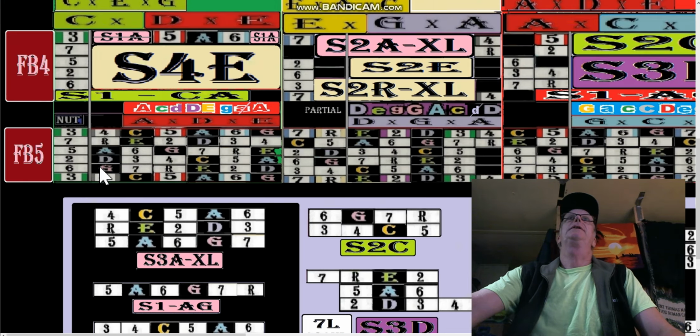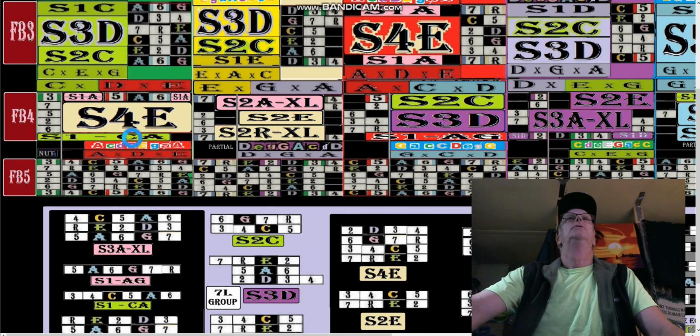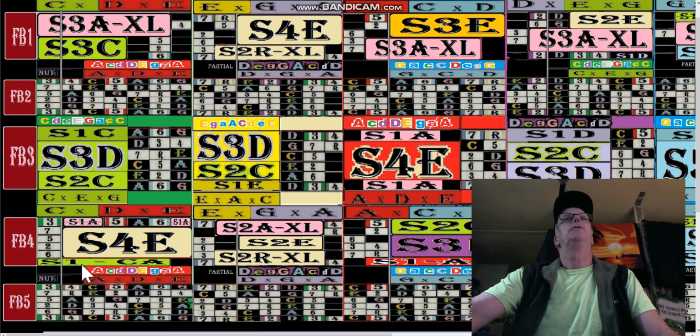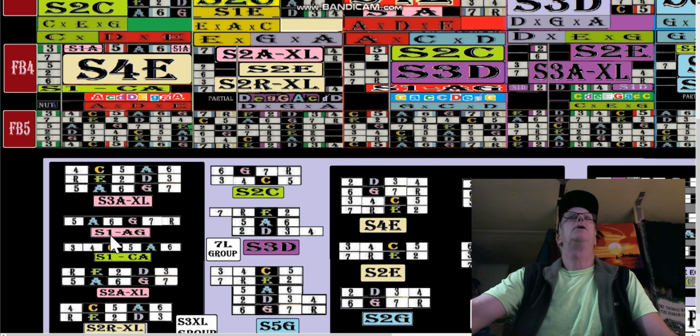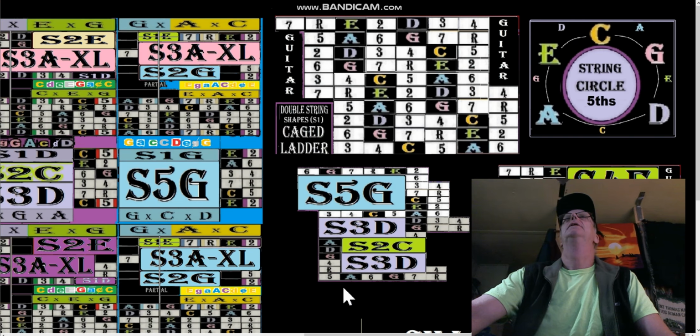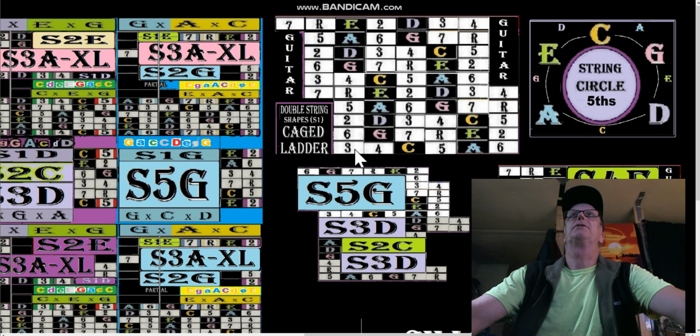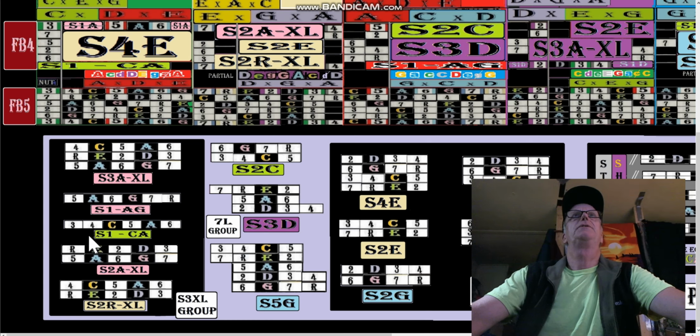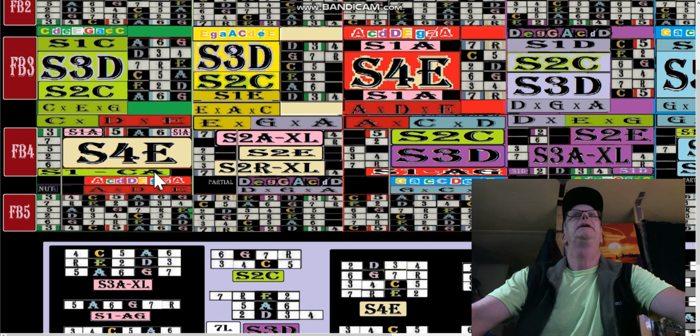Okay, so let's look at that C now, and we'll look at what happened with the two ways that I'm going to play the C. So first I have the S1CA. It's going to be this long guy, S1CA. It's a full double string shape. Here is the ladder of string shapes. Here's 3, 4, 5, and then the A shape is 5, 6. So these are all double string shapes. Down here again, we got the S1CA 3, 4, 5, 5, 6. That's all that is, and we're going to employ that right here.